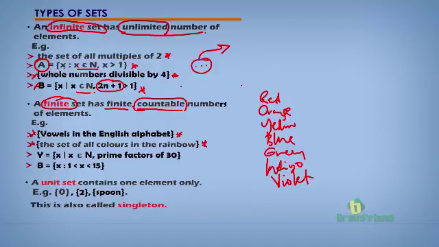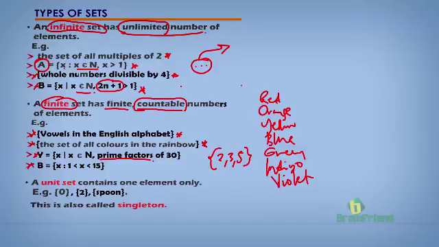Next, let's take a look at our other example here. The set Y, which is the set of all x, such that x is an element of N, N referring to natural numbers, where x are prime factors of 30. If we were to list the prime factors of 30, we would have 2, 3, and 5. Of course, this is very much countable. We have 3 prime factors, and hence we refer to this set as a finite set.